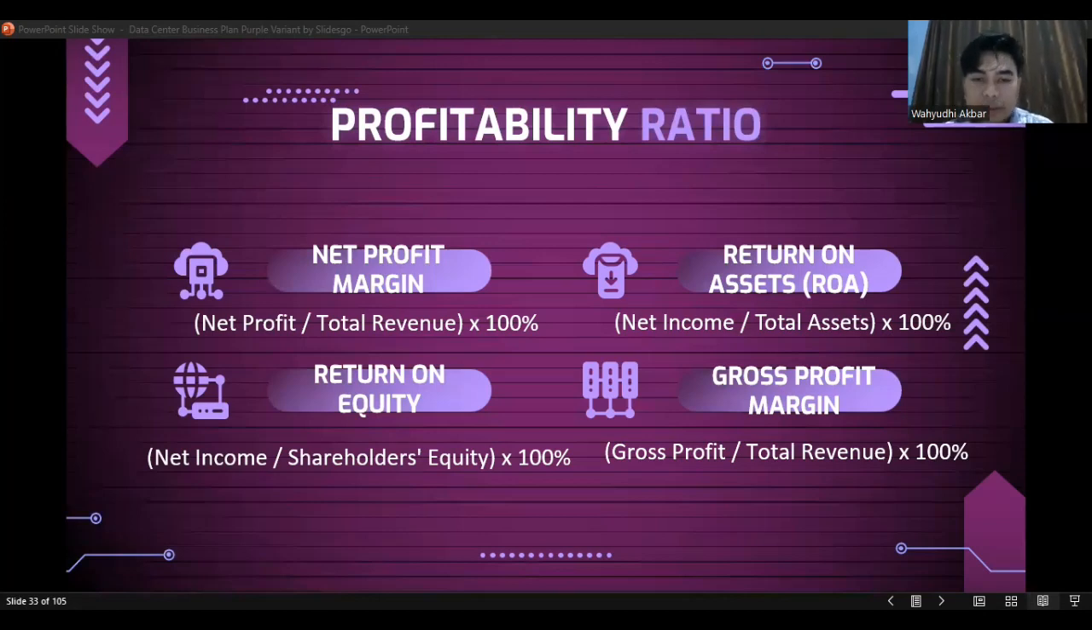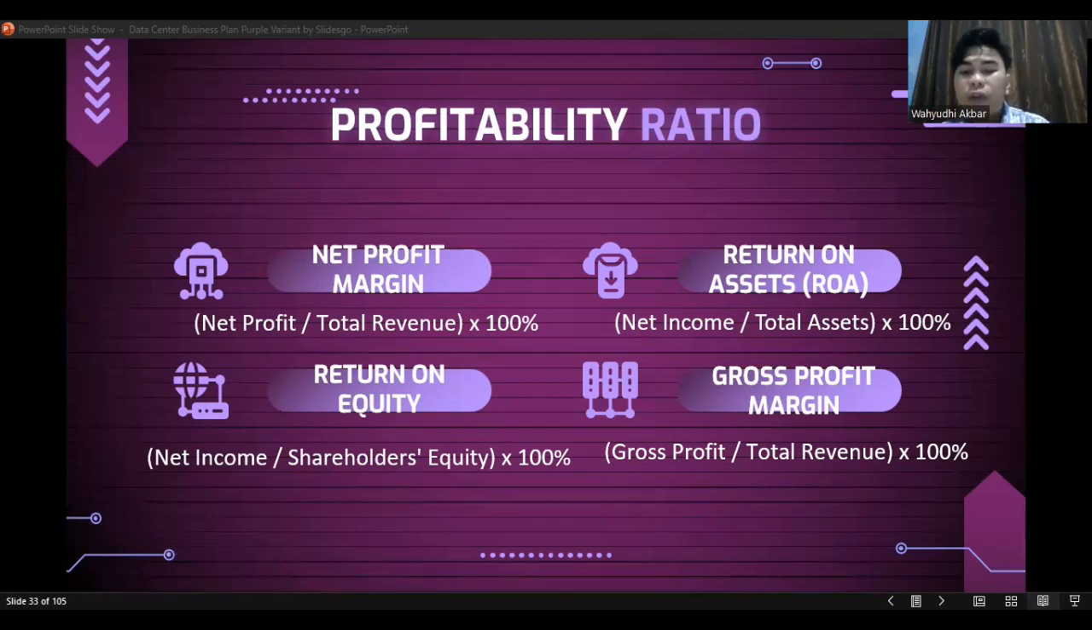The second one, we have return on asset, ROA. The formula is net income divided by total assets times 100%. This ratio measures how efficiently the company uses its assets to generate profits.